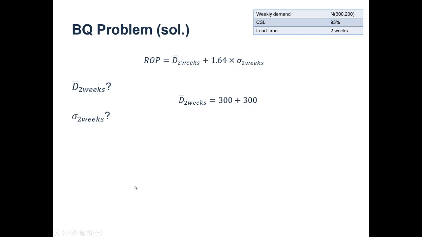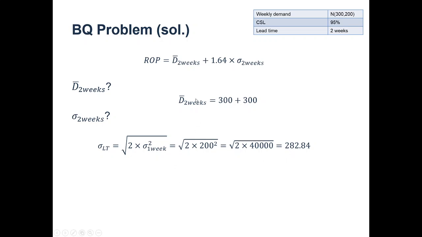So we need to calculate the standard deviation for those 2 weeks, which is very easy. The standard deviation during 2 weeks is the square root of 2 times the variance of 1 week, which is the square root of twice 200 to the power of 2, which is this figure here, and eventually we do the calculation, it's 282.84 items.